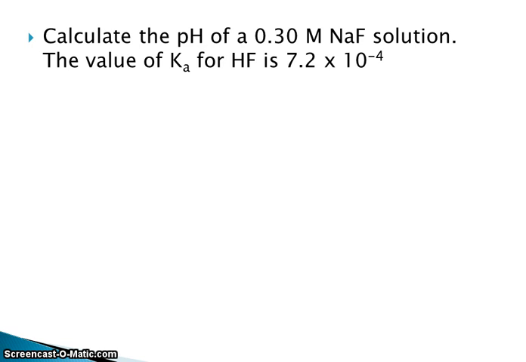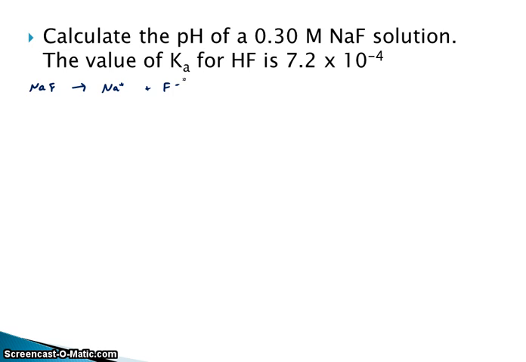So let's say we want to calculate the pH of a 0.30 molar sodium fluoride solution. And it tells us that the value for Ka for hydrofluoric acid is 7.2 times 10 to the minus 4. All right, so our sodium fluoride is going to dissociate into sodium ions and fluoride ions.